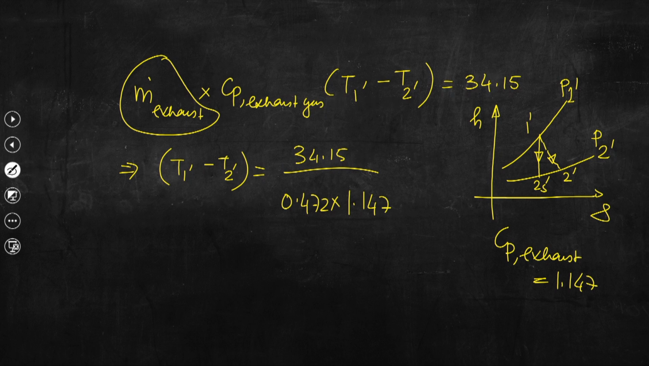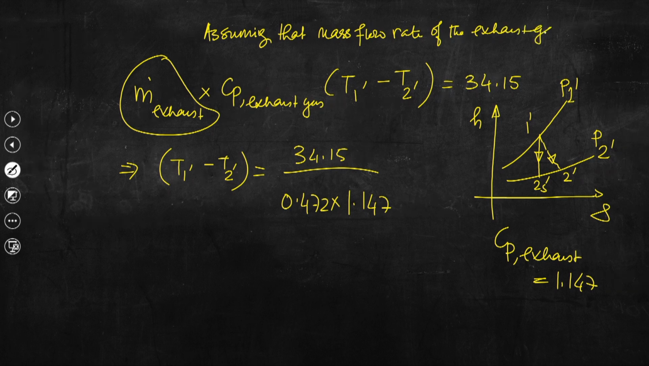So, we are assuming that the mass flow rate of the exhaust gas is equal to the mass flow rate of air.